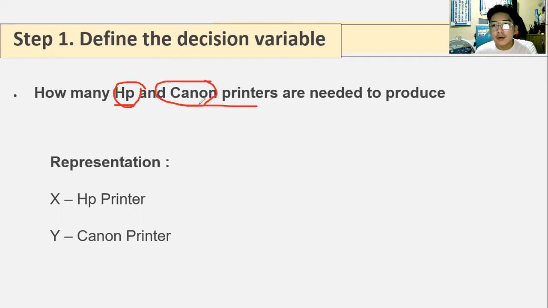Okay. So in order for us to use those variables, we're going to represent them using these two. We're going to have X represent the HP printer, and Y represent the Canon printer. Remember these two; we're going to utilize this representation in our next steps. X for HP printer, Y for Canon printer. Okay, those are the two decision variables.